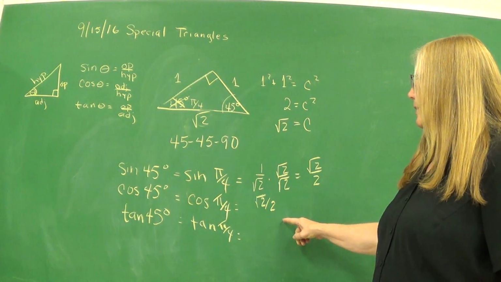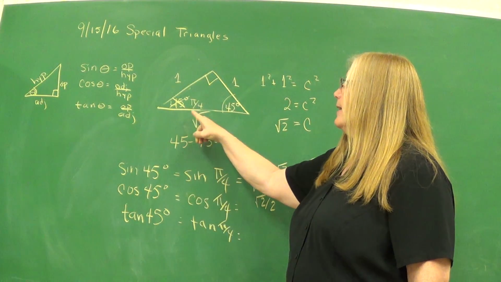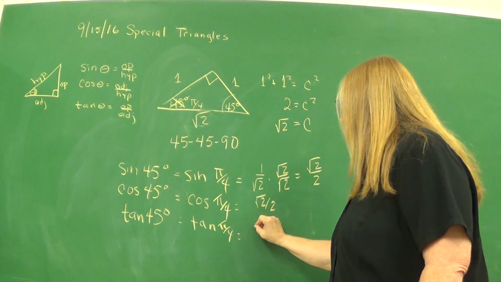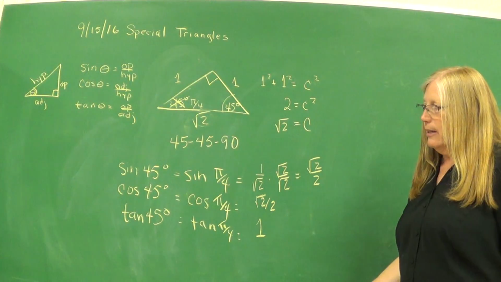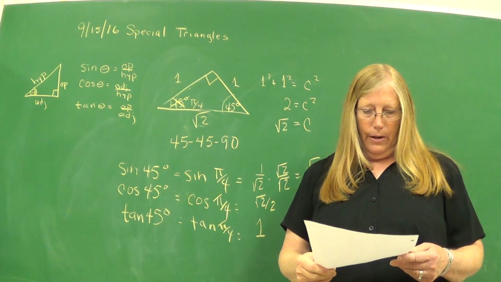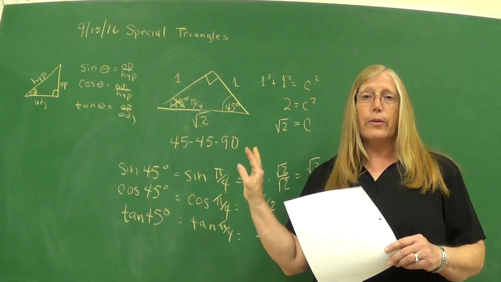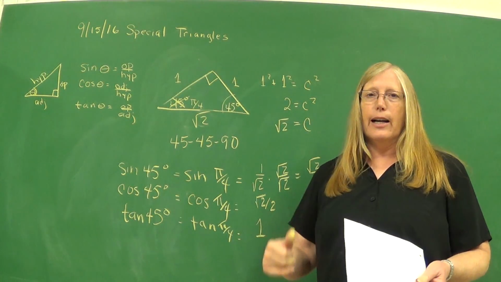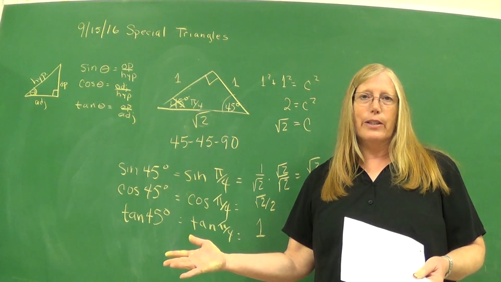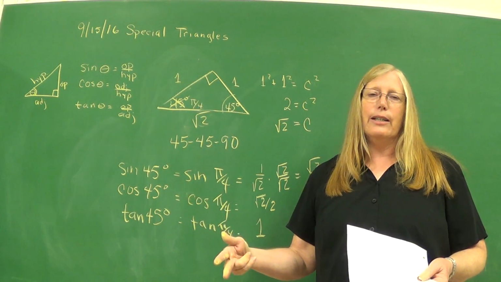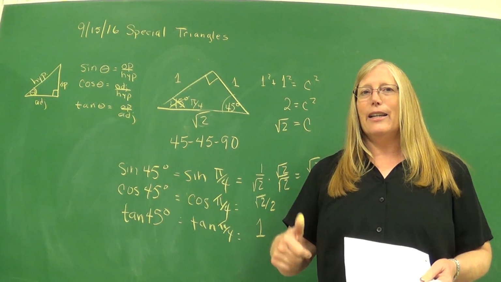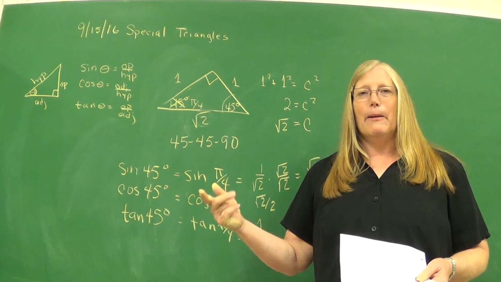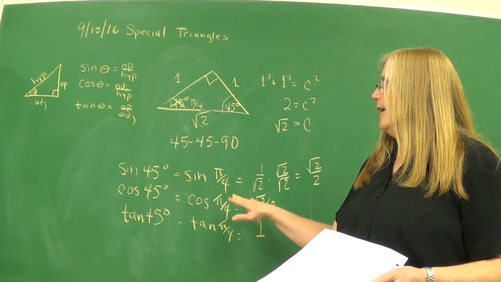And lastly, tangent of 45. Here's 45, so we want opposite over adjacent. 1 over 1 is 1. Alright, so tomorrow when you work on this kind of material, you'll be asked to find sine, cosine, tangent of pi over 6. Sine, cosine, tangent of 30 degrees. Sine, cosine, tangent of 60 degrees. Sine, cosine, tangent of pi over 3.